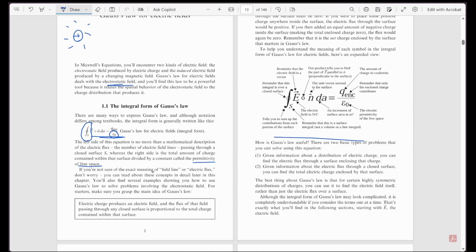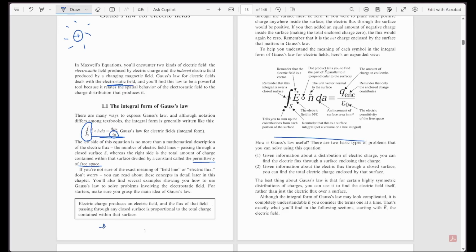If you're not sure of the exact meaning of field line or electric flux, don't worry, you can read about these concepts in detail later in this chapter. You'll also find several examples showing you how to use Gauss's law to solve problems involving the electrostatic field. For starters, make sure you grasp the main idea of Gauss's law. Electric charge produces an electric field, and the flux of that field passing through any closed surface is proportional to the total charge contained within that surface.